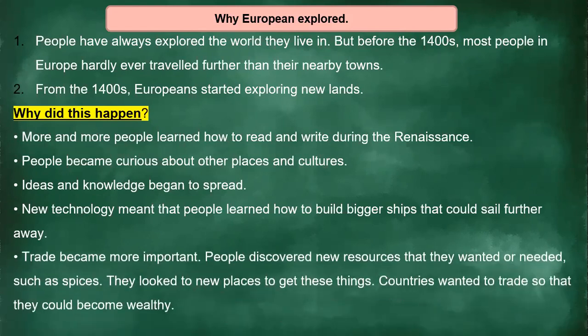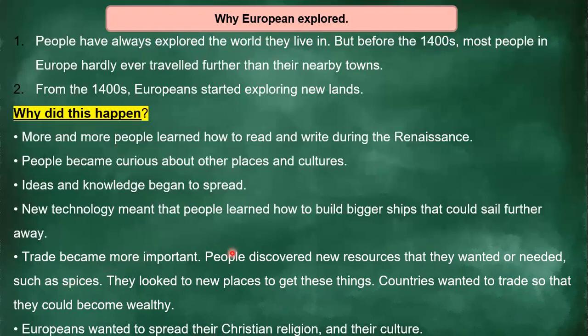Another thing that made them explore other places is trade. We learned about the importance of trade a few days ago. Trade became very important to the European people. People discovered new resources they wanted or needed, such as spices. So they looked to new places to get these things. Countries wanted to trade so they could be more wealthy. They wanted to make their country more rich, so they started to trade with other countries.